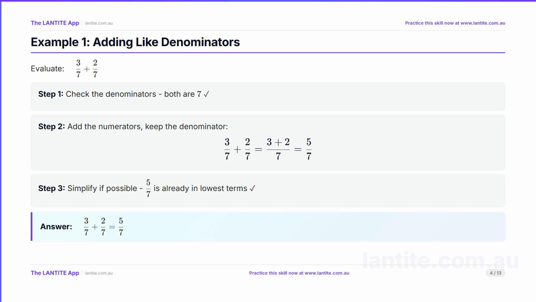Let us work through a straightforward example. 3/7 plus 2/7. Step 1. Check the denominators. They are both 7, so we have like denominators. Step 2. Add the numerators. 3 plus 2 is 5. The denominator stays as 7. Step 3. Check if the answer simplifies. 5 and 7 share no common factors, so 5/7 is already in lowest terms. The answer is 5/7.